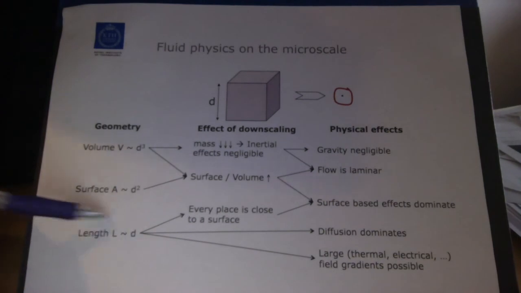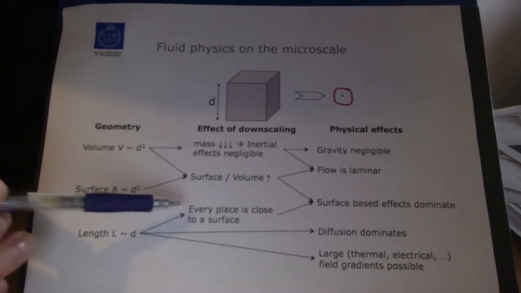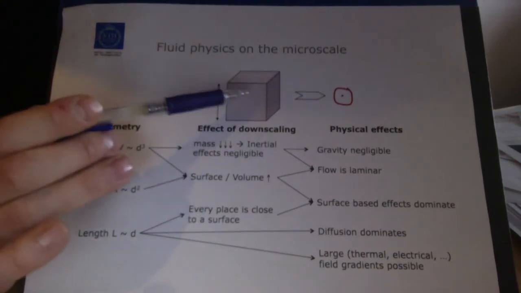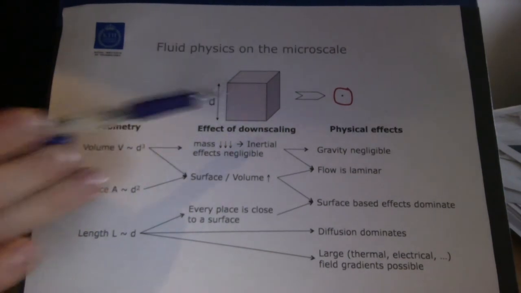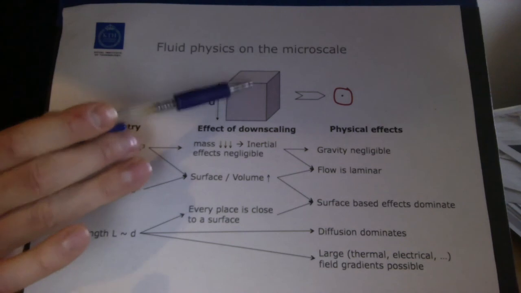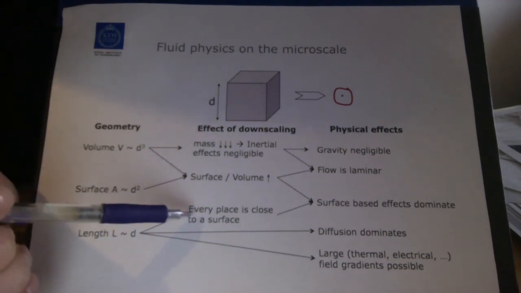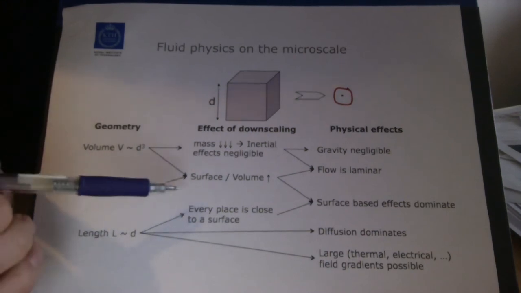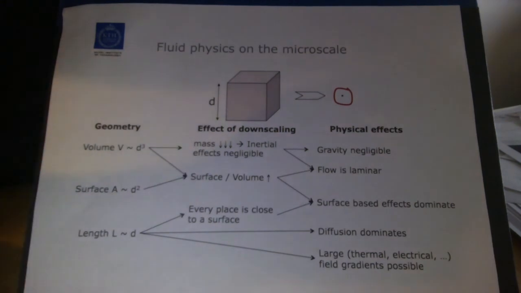And if we look at now just the length scale, d goes down. Actually, what that means is that every place is going to be close to a surface. So if I make a channel 10 times smaller, like in this cube, the point that is most far away from the surface would be the center point. And of course, the smaller the cube is, the closer this point becomes to a surface. So if you downscale systems, every point in the system becomes somehow close to a surface and therefore becomes prone to surface-based effects. Let's have a look at some of the physical effects.